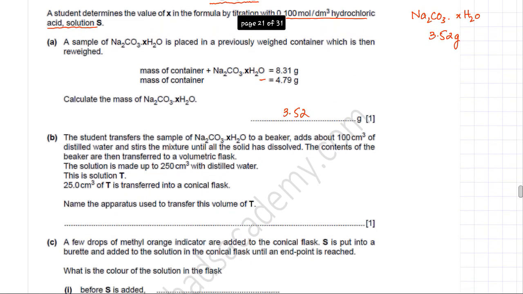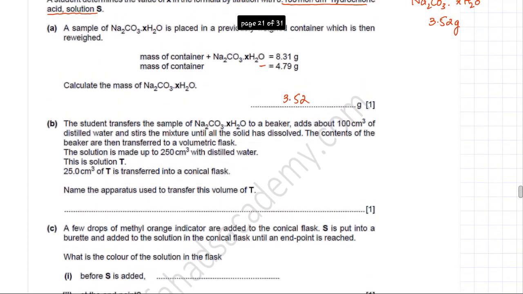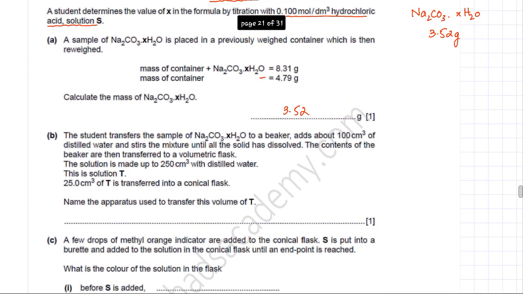Now moving on to part B. The student transfers the sample of sodium carbonate .xH2O to a beaker, adds about 100 cm cube of distilled water and stirs the mixture until all the solid has dissolved. The contents of the beaker are then transferred to a volumetric flask, and the solution is made up to 250 cm cube with distilled water. This is now called solution T.